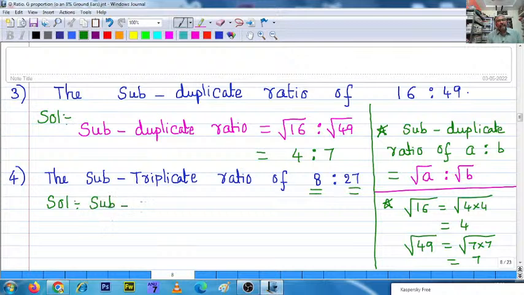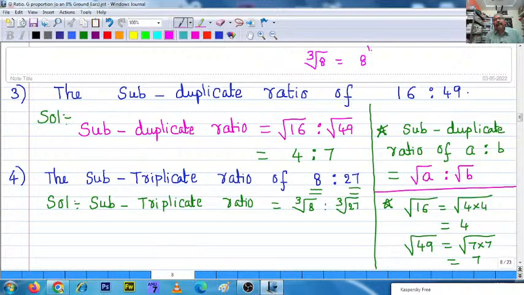Sub-triplicate ratio of 8:27 is the cube root of 8 is to the cube root of 27. So now you are able to find the cube root of 8 and the cube root of 27. Let us see how. Cube root of 8 is 8 to the power of 1 by 3. 8 is 2 cube. 2 cube whole to the power of 1 by 3. This 3 gets cancelled. We have 2. So what is the cube root of 8? That is 2, because 2 cube is equal to 8. So cube root of 8 is 2.